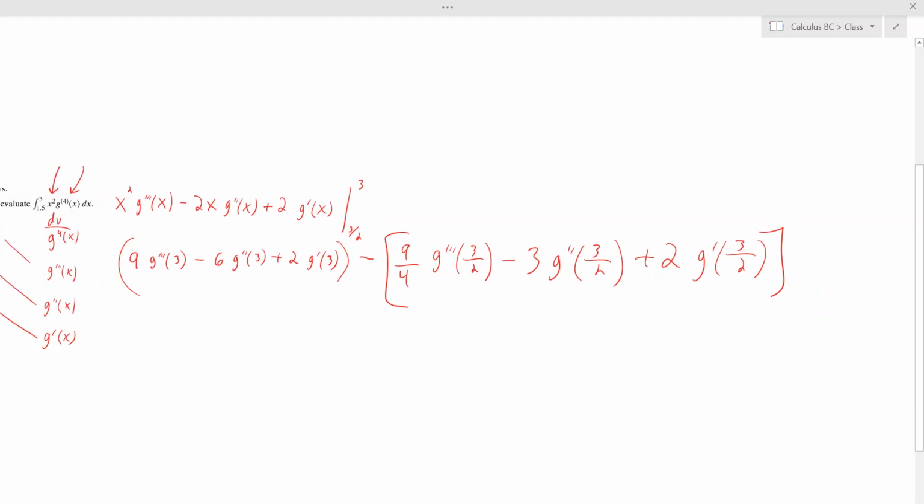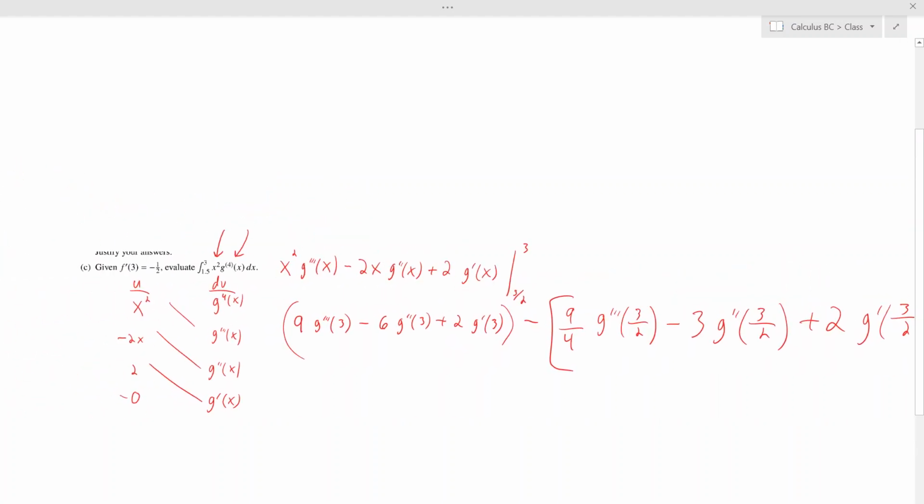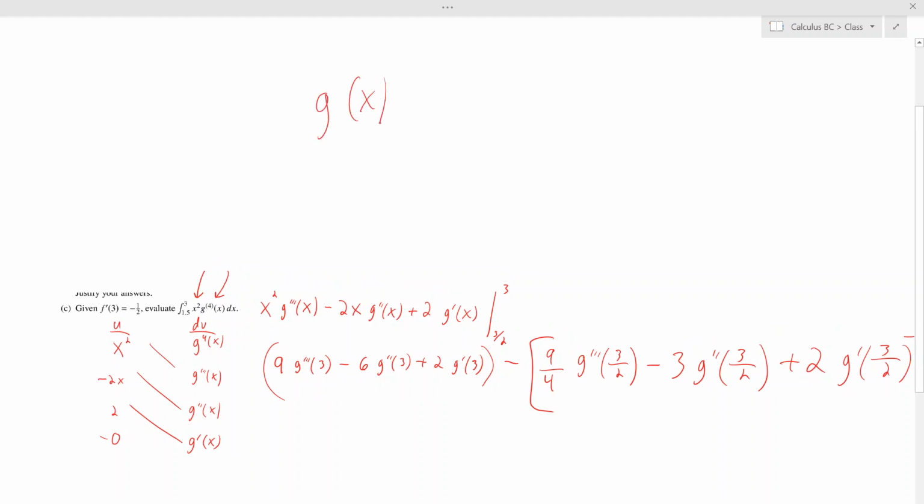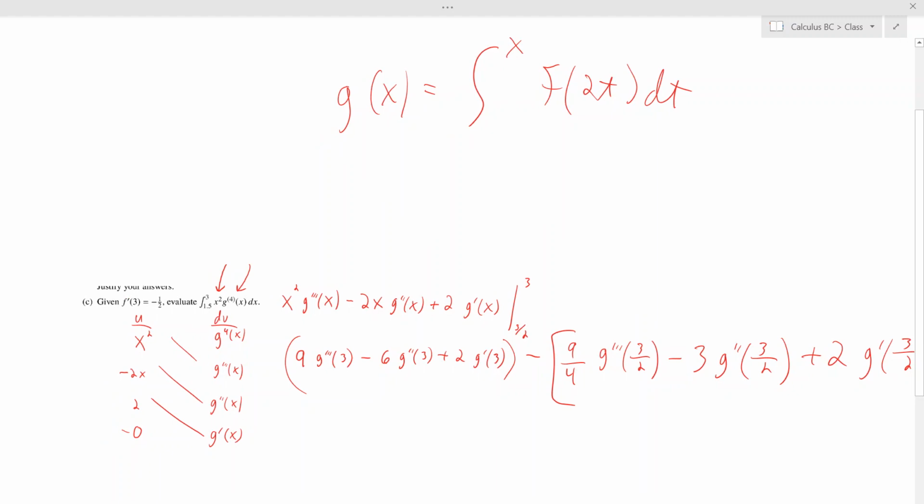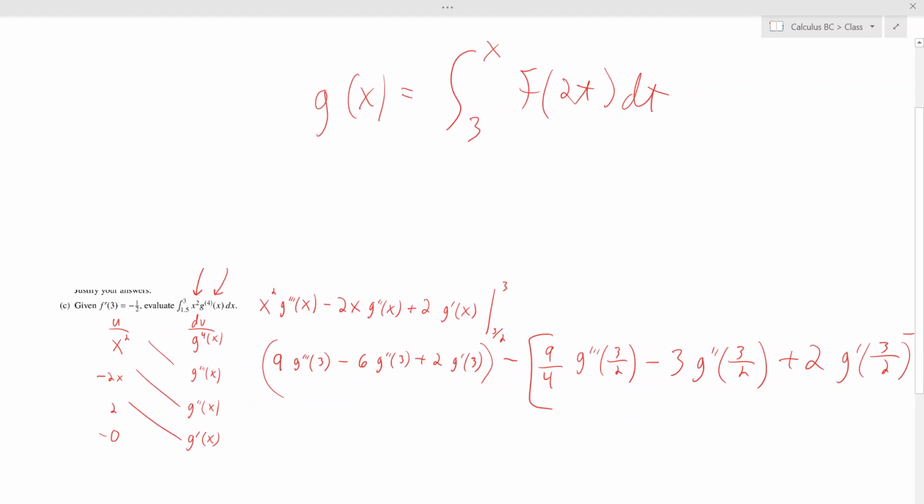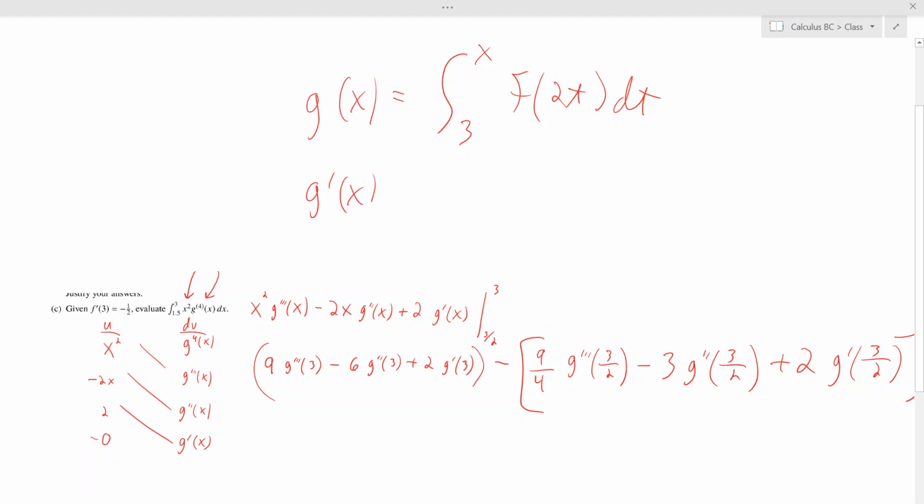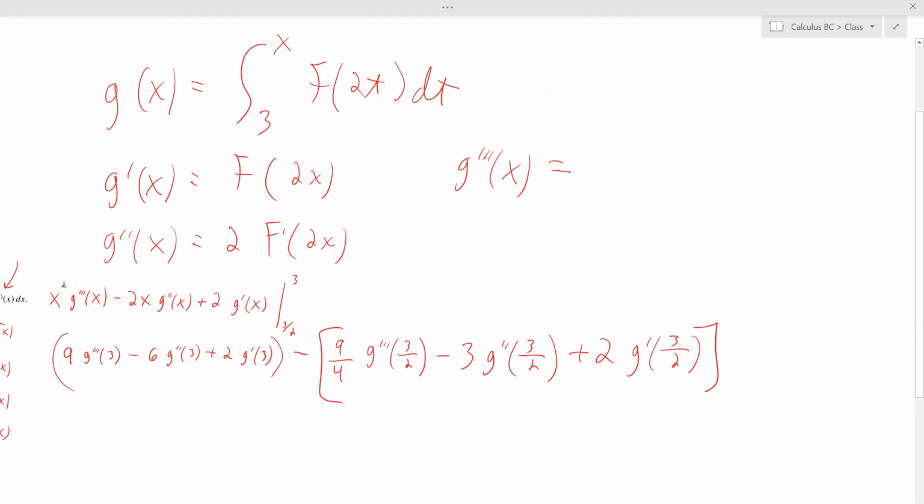So we got some hunting to do here. We got to find all this junk. And I forget what g even was. I think g was this: the integral from somewhere to x of f of 2t dt, right? For 3, right? It was a 3. Okay. So we already said this, g prime of x was f of 2x. What we got to get up to is the third derivative. G double prime of x, I erased this, I don't know why, was 2f prime of 2x, and g triple prime of x is 4f double prime of 2x.